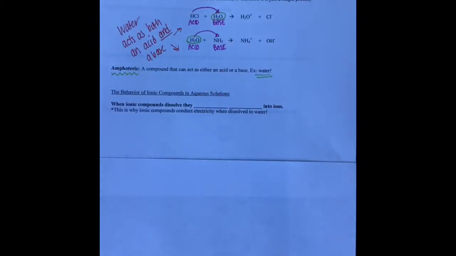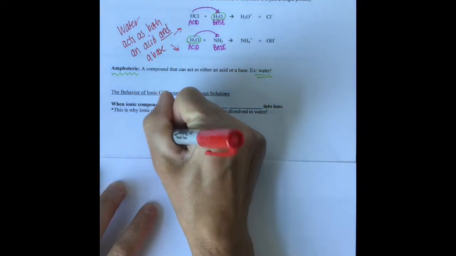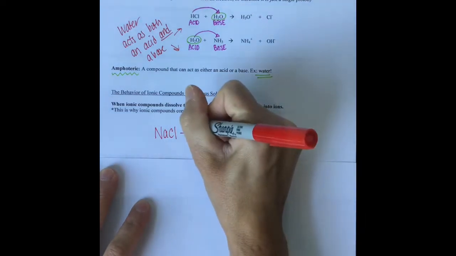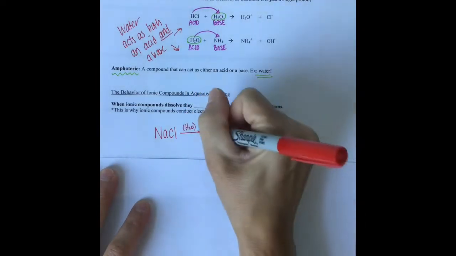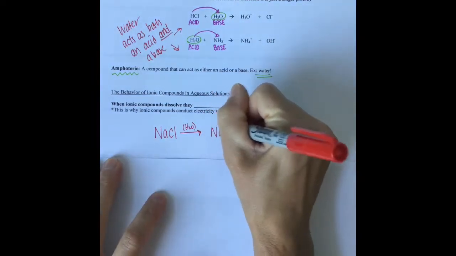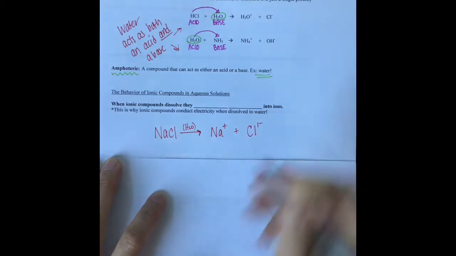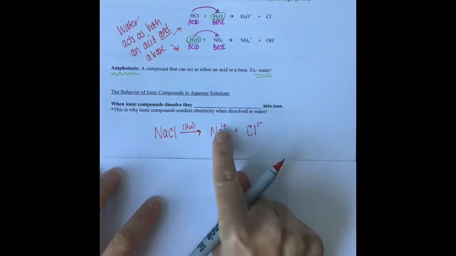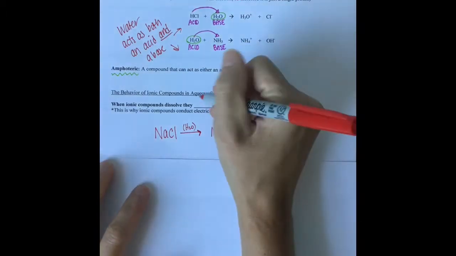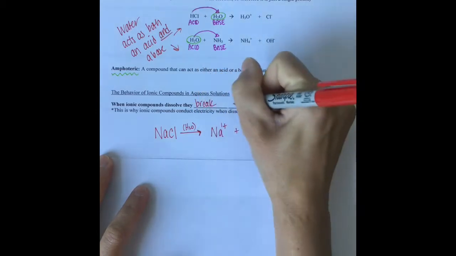The next thing your book talks about in this section is what happens to ionic compounds when they dissolve in water. So if we were to take an ionic compound like sodium chloride, or salt, and dissolve it in some water, it's going to split apart into ions. We would end up with sodium floating around and chlorine floating around. I drew those as ions when they are not in their ionic bond. So when ionic compounds dissolve, they actually break apart.